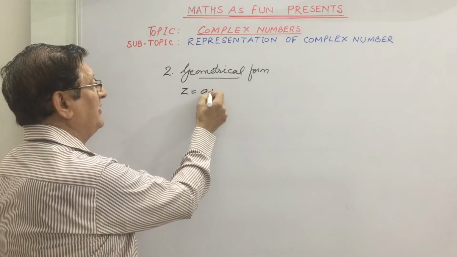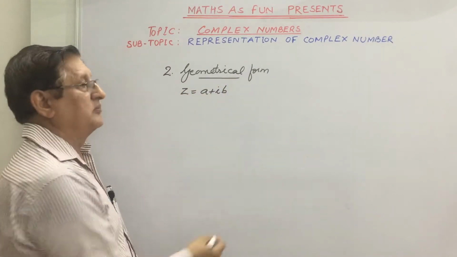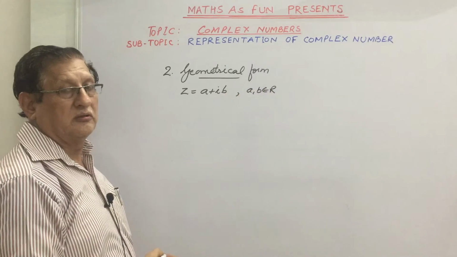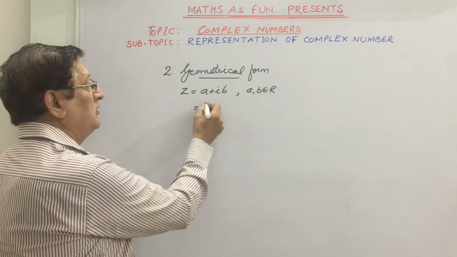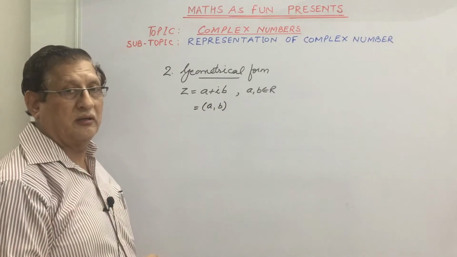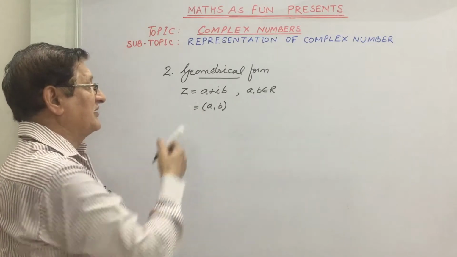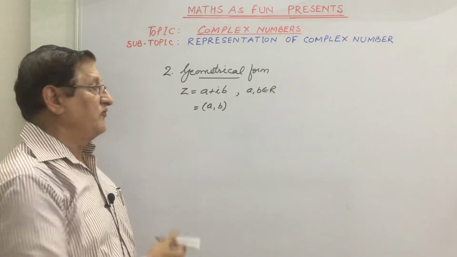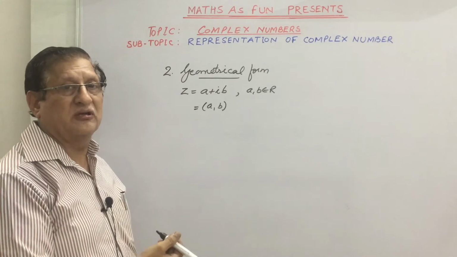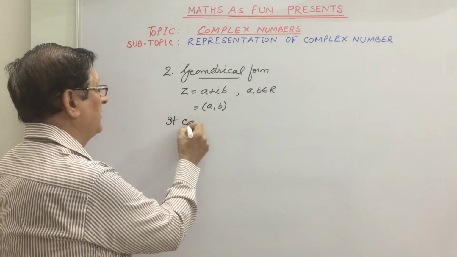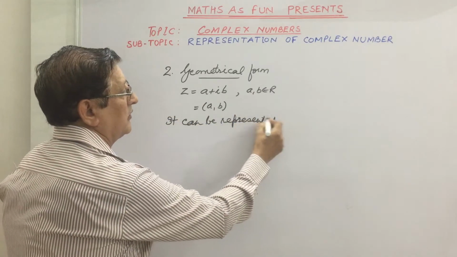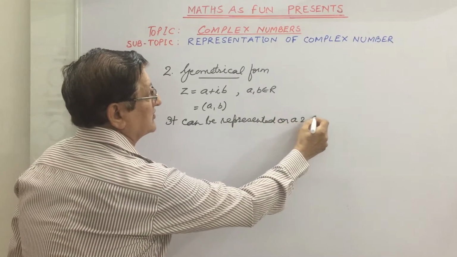We know if Z is a complex number having a and b two real numbers, then the number can be represented in ordered pair form a comma b. And if it can be represented in the ordered pair form, then we can plot it in a plane, two-dimensional plane. It can be represented on a two-dimensional plane.